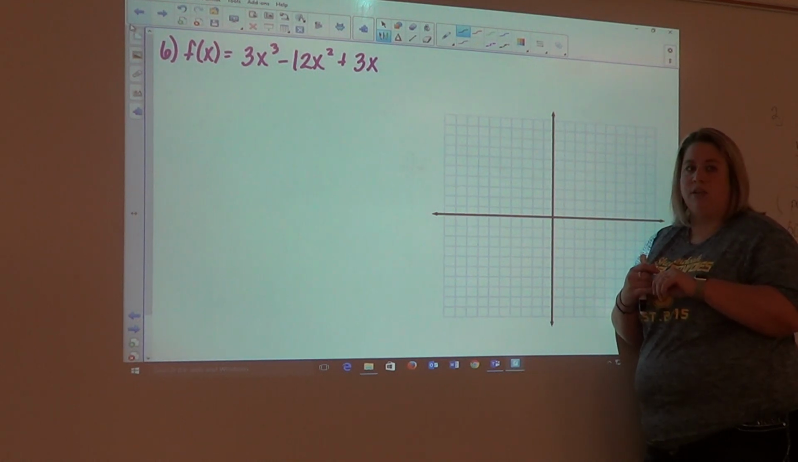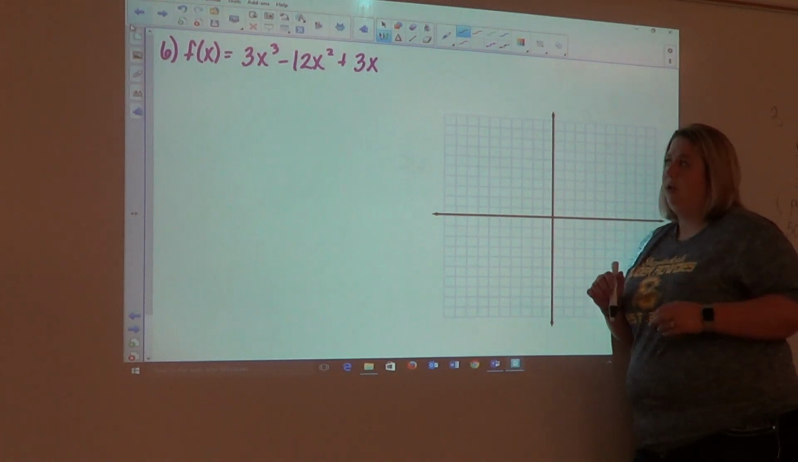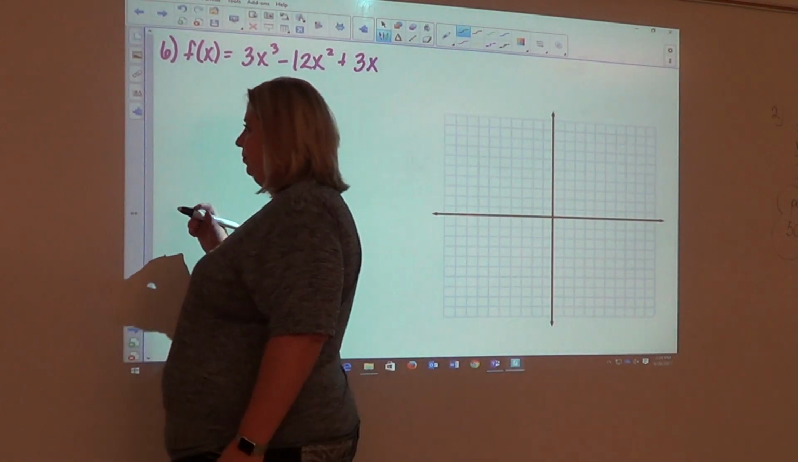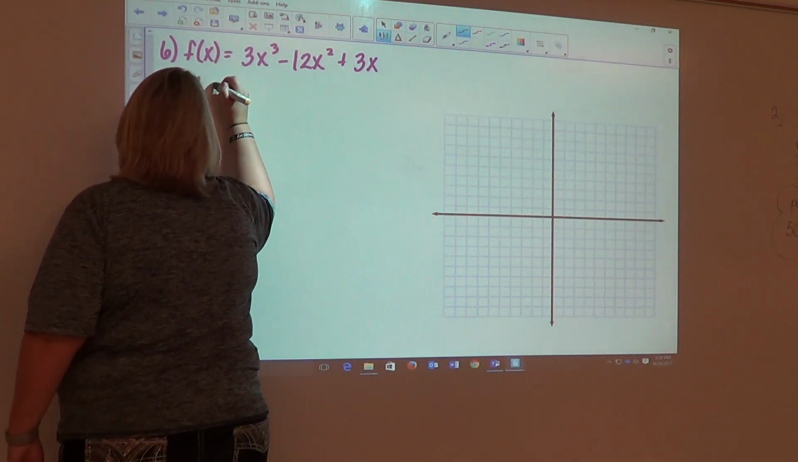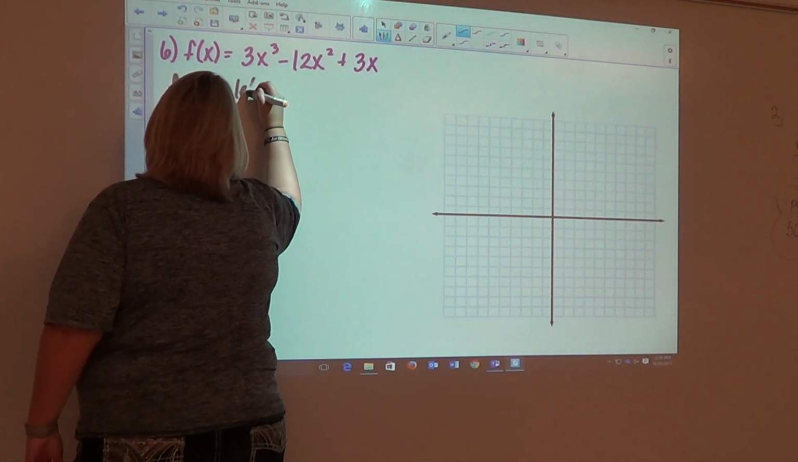Even or odd degree? Odd. Number in front, positive or negative? Positive. So what's going on with the graph? Falls to the left and rises to the right.